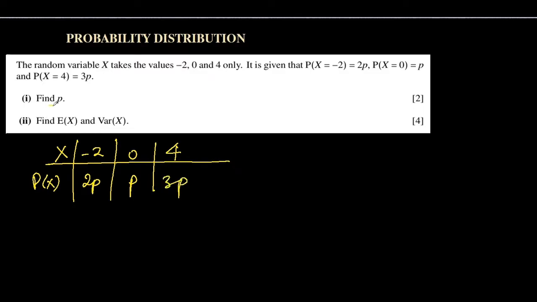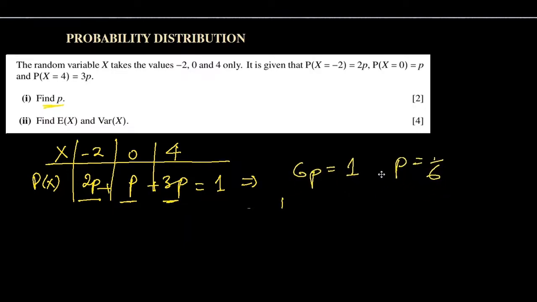What is p? That's the first part says. So we know that the sum of all the probabilities is 1. So if I add this, and this, we get 1. So following that rule, it will be 2p plus p, 3p plus 3p, 6p equal to 1, and that gives us p equal to 1 over 6. Now, they are saying find Ex and variance of x.